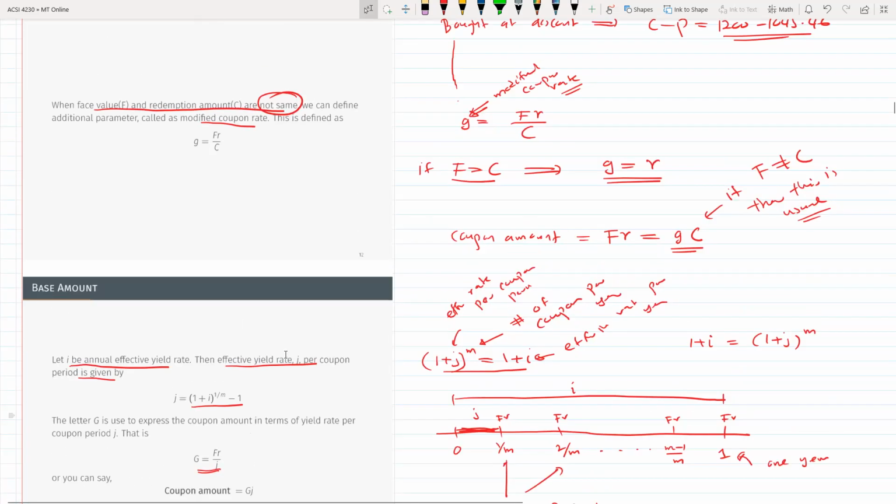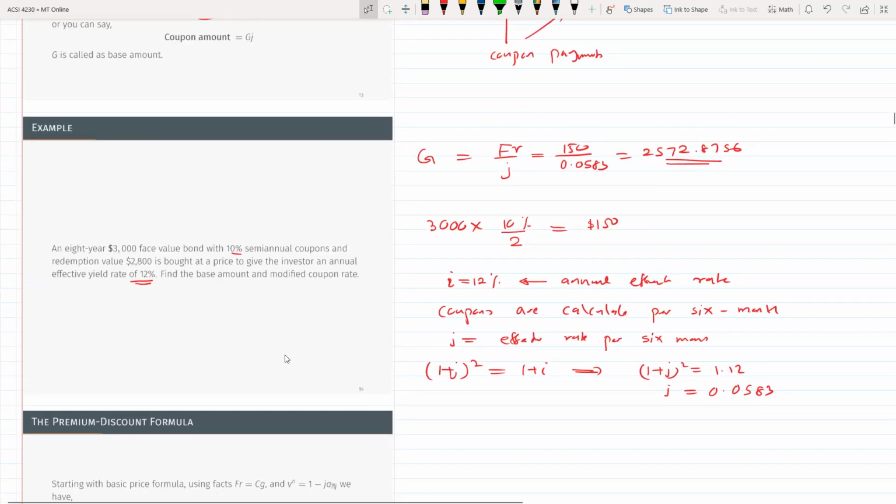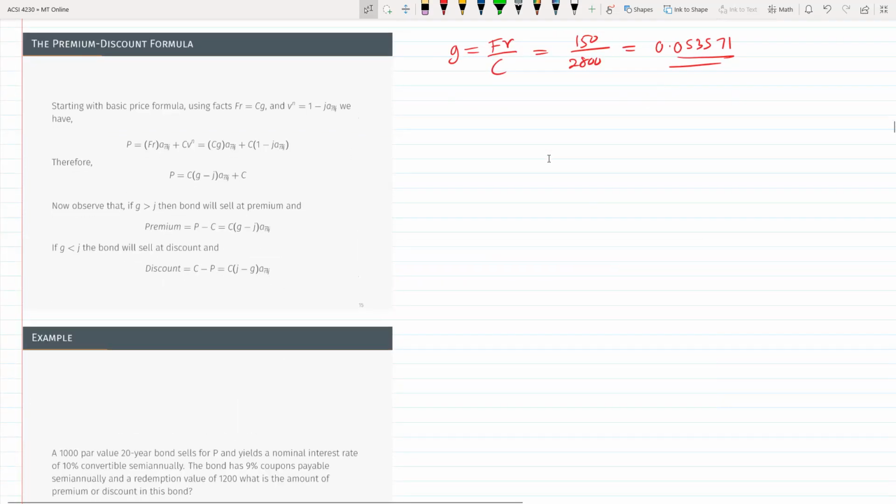The modified coupon rate, you can calculate the same way, which is Fr divided by C. In this case, the modified coupon rate is this one. Fr is 150. The redemption amount is what? 2,800. So that would give you the modified coupon rate. It is 0.05357.